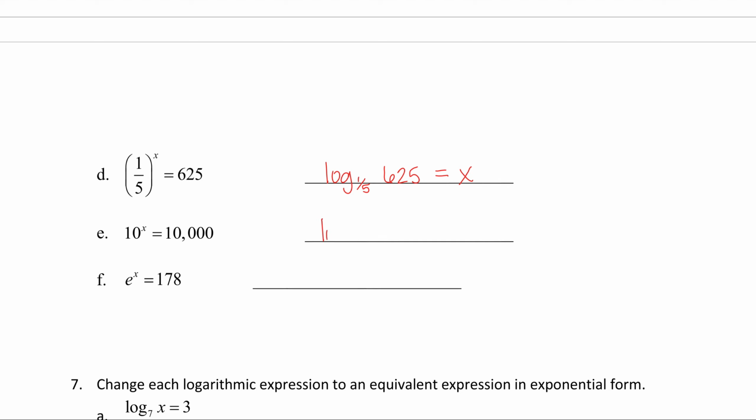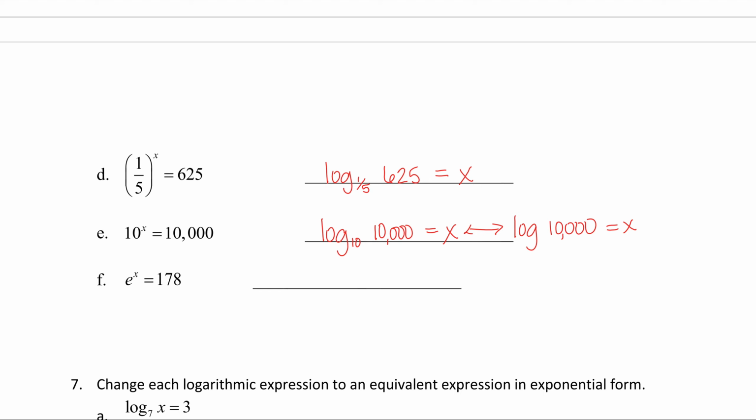Now we have a log base 10. Remember, this is usually an understood 10, so technically we don't have to put it, but you can put log base 10 of, in this case, 10,000 equals my exponent x. So this is the same as saying log of 10,000 is equal to my exponent. These two things are the same. Just please know that if there is no base with that log, it is an understood 10.